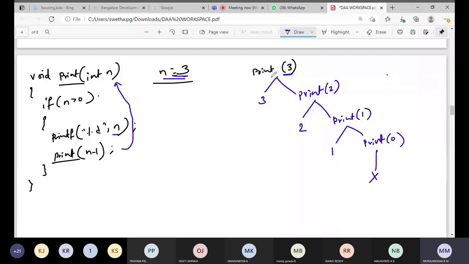So when we execute this with respect to 3, it will print 3 and call print of n minus 1, which is 2. Next time when it executes, it is 2 and print of 1. When it becomes 0, the condition fails, so it will stop the execution. Now here, how many times is it making a call? You just see, 1, 2, 3 times the print statement is executing.